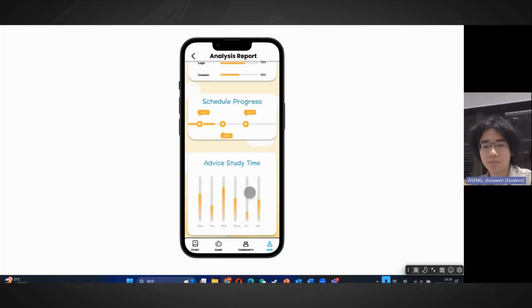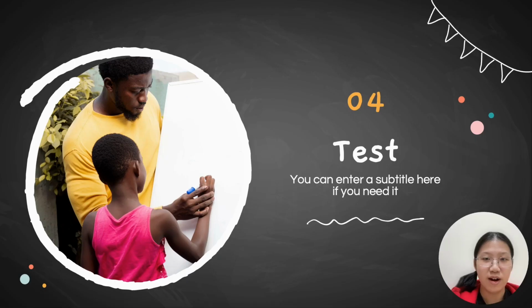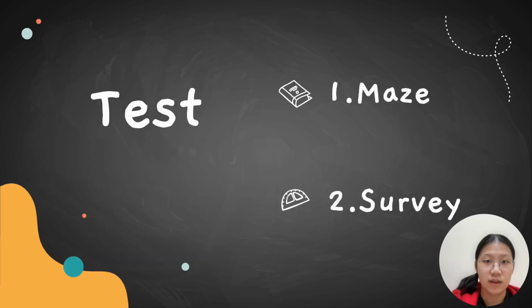Okay, that's all for my presentation. Thank you. Now, the final part of our presentation: testing. The objective of the testing phase is to ensure good design philosophies are being followed in our development, and to check whether the application was intuitive to use and easy to use.